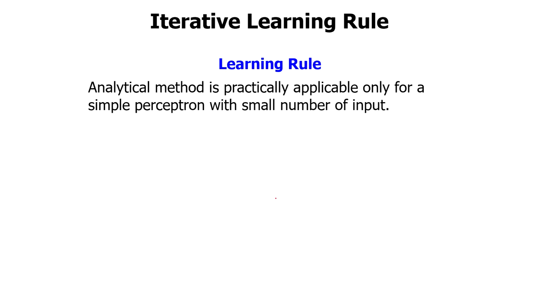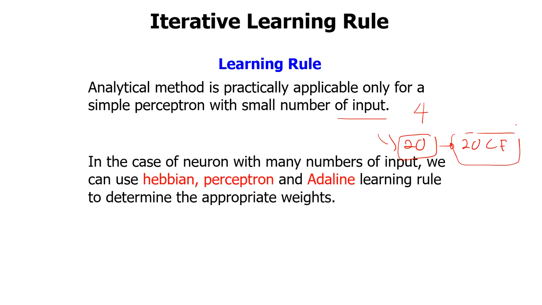One thing regarding the analytical method is that it is practically applicable only for a simple perceptron with a small number of inputs. In the previous example we had only 4. If we have, say, 20 inputs, we have 20 constraint functions, so it will be quite hard to tune or find the optimal values of w and b to solve the problem.